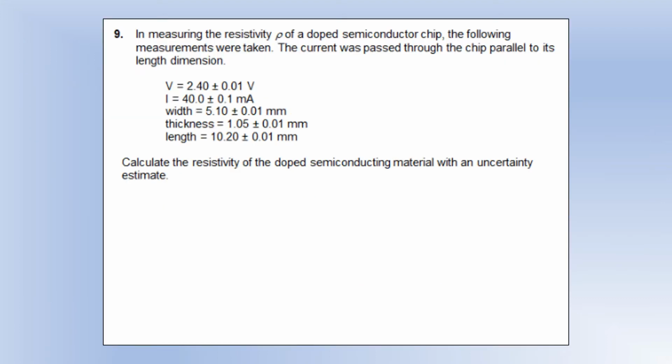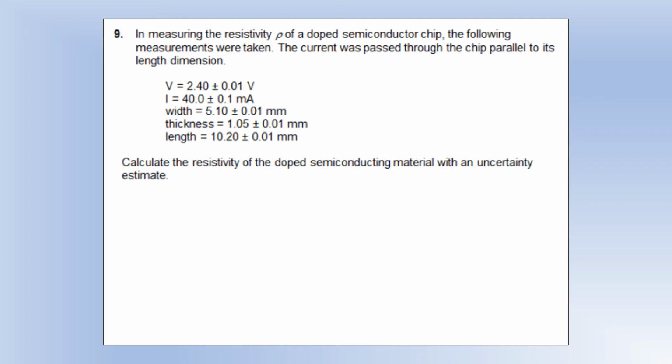Okay, so now we're going to introduce some uncertainty into our calculation for resistivity, just like we would in the kind of practical sense. We're trying to measure the resistivity of a doped semiconductor chip, and we've got the following measurements. Calculate the resistivity of the semiconducting material and give an uncertainty with your estimate.